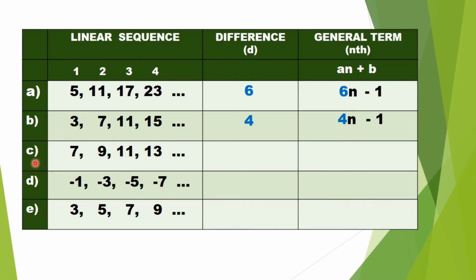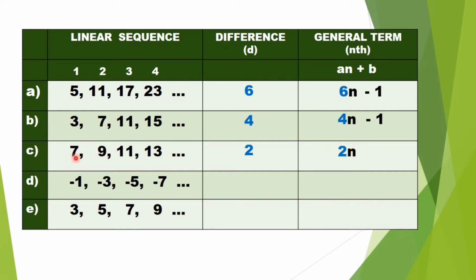Letter C. Sequence 7, 9, 11, 13. Find the difference. 9 minus 7 is 2. 11 minus 9 is 2. 13 minus 11 is 2. Their common difference is 2. Substitute 2 to a. So we have 2n.